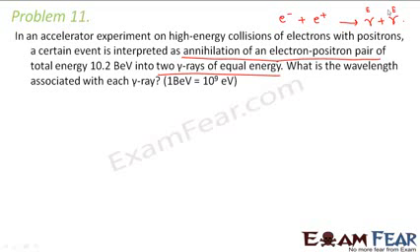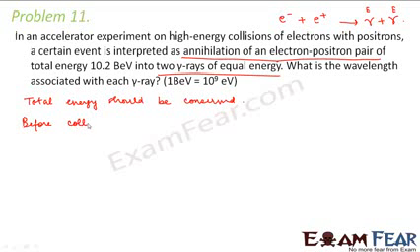It is given that the energy of each gamma ray is the same. So if this is E, this is also E. Now, in this case, what is the funda that we will apply here? The total energy remains conserved in case of a collision, right? So, what is the total energy? Total energy should be conserved, right? So let us calculate the total energy before collision.